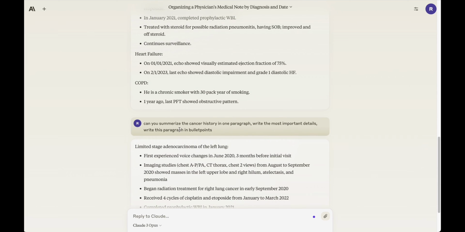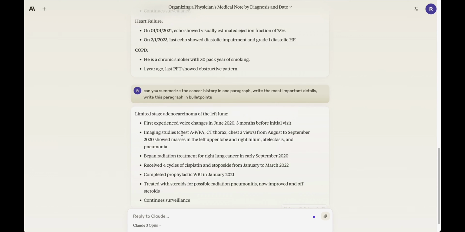And then here, let's say I want to make this paragraph shorter, and I want to incorporate this data into my assessment and plan. Usually in the assessment and plan, we pull the most important information related to the diagnosis. And I told Claude AI, can you summarize the cancer history in one paragraph, write the most important details, and write it in bullet points. And so it did a good job.